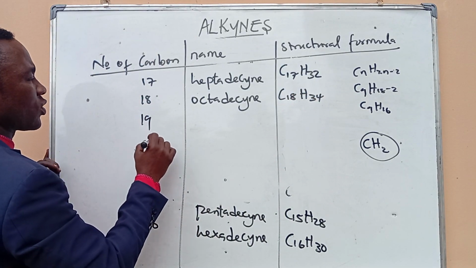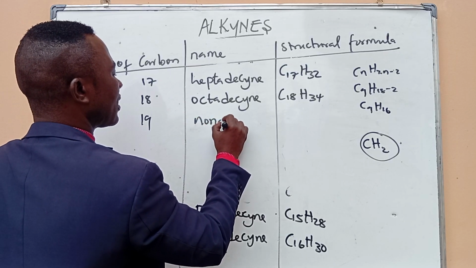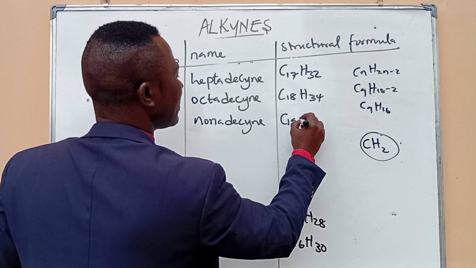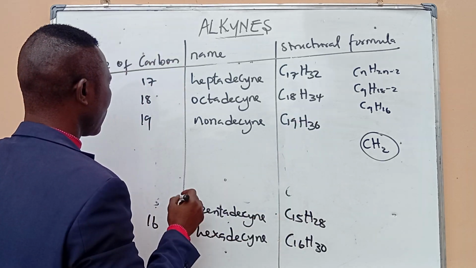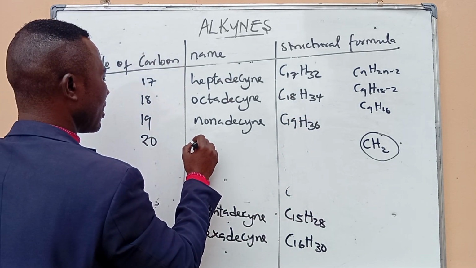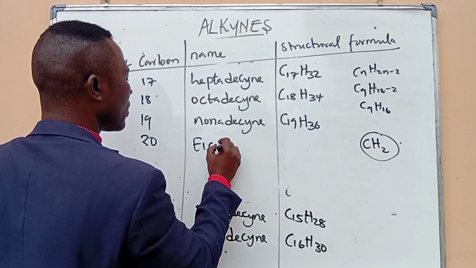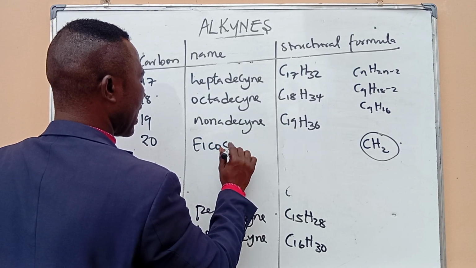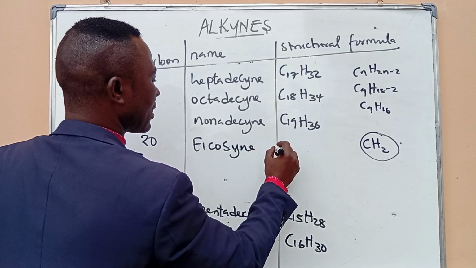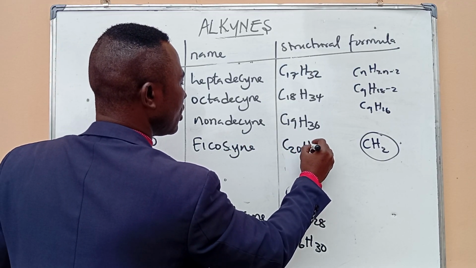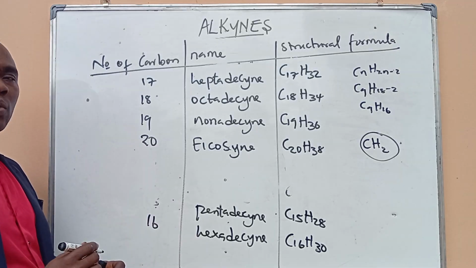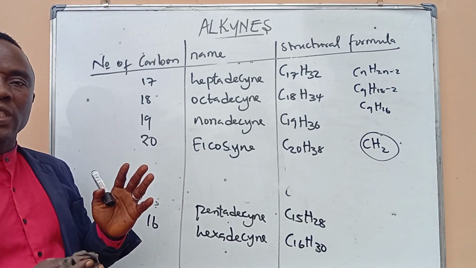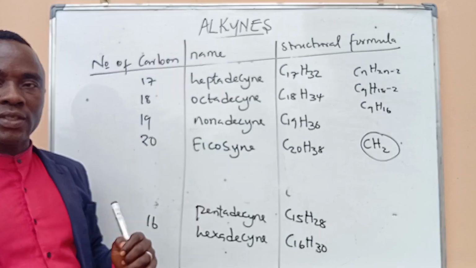Then 19 is nonadecyne. Nonadecyne is C19H36. Number 20 is icosyne. That is C20H38. So you can practice the first 20 members of the alkyne series.